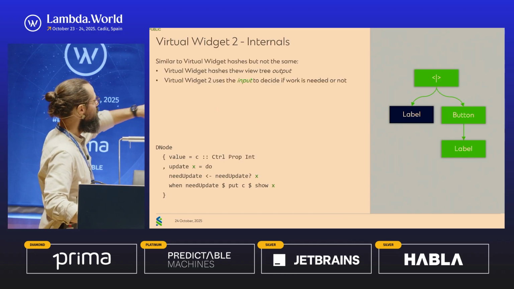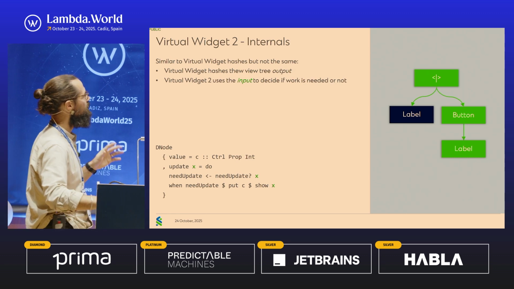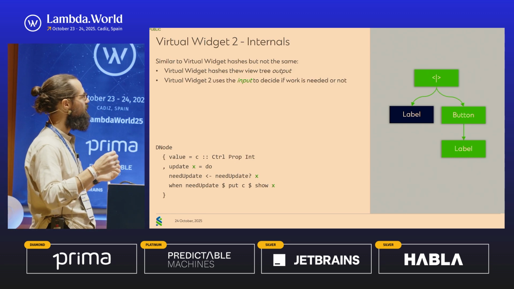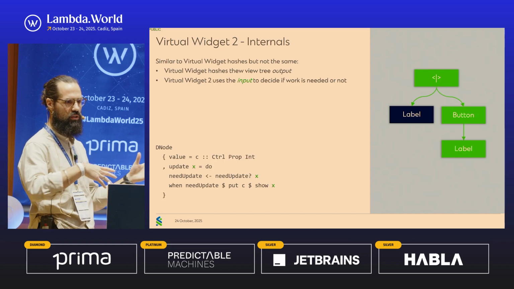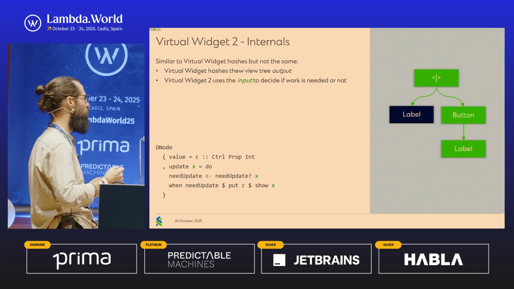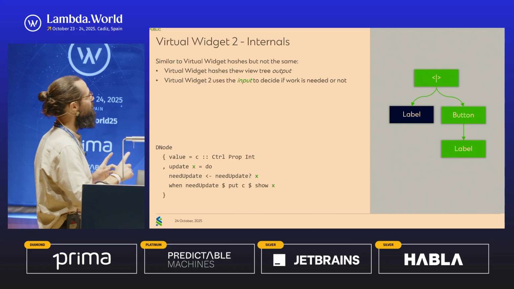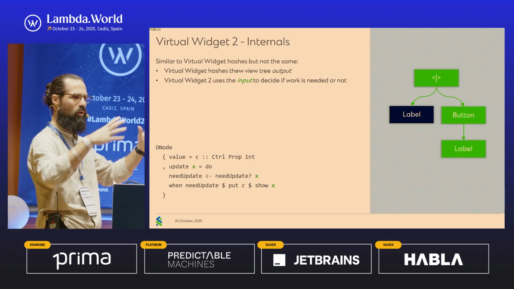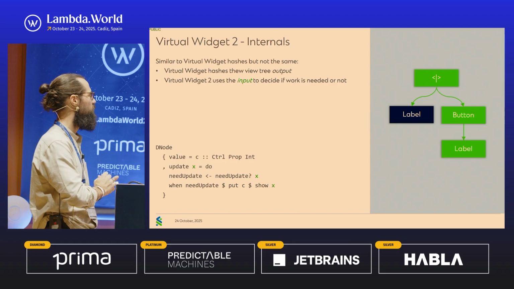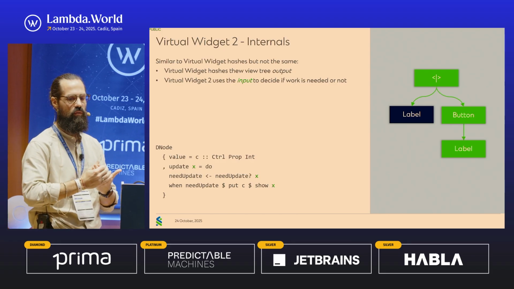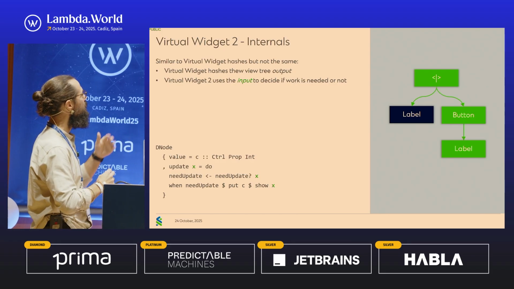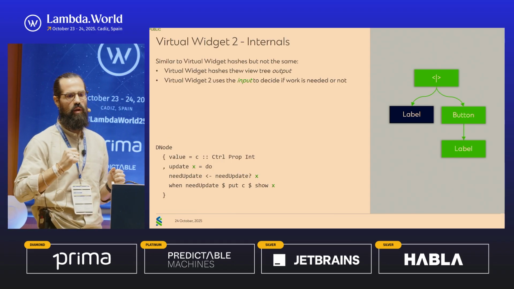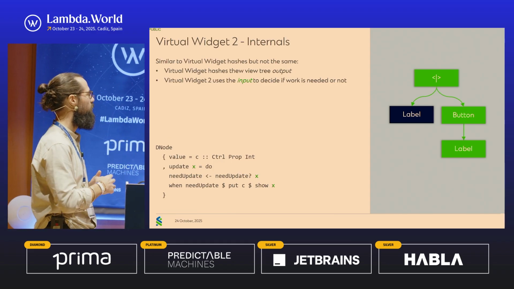Notice that this last implementation that I'm showing you here is something like we used to do with Virtual Widget 1, in the sense that we are not always updating the control. We're just checking if we need to actually update it. But it's slightly different. So now in Virtual Widget 1, we need to compute the whole DOM and compare the hashes. So that is comparing the output of the view function. But what we're doing here is we are comparing the input of the update function. And we can do much more clever things with that.